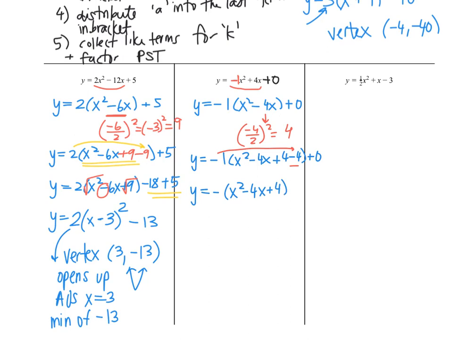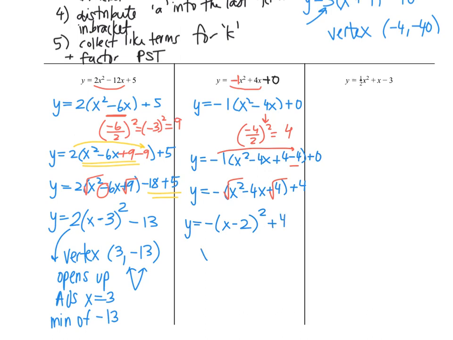And -1 times -4 is +4. And I'm not going to write the plus 0 anymore because I know 4 plus 0 is still 4. So now we can just do our square rooting, the square root of x squared and the square root of 4. So that's x and 2. The middle sign here is negative. So I'm going to write x minus 2 all squared and then plus 4.